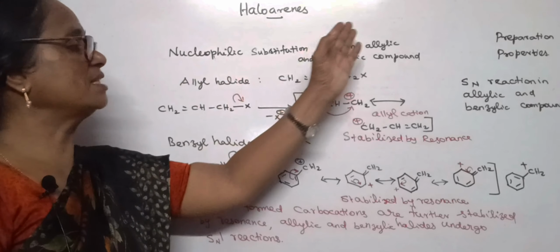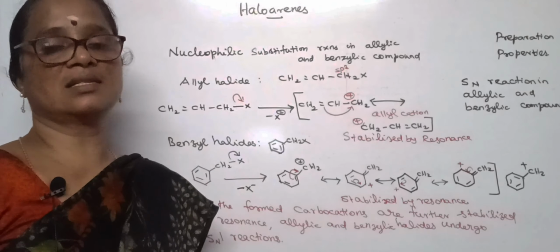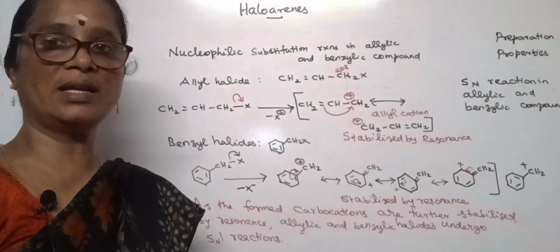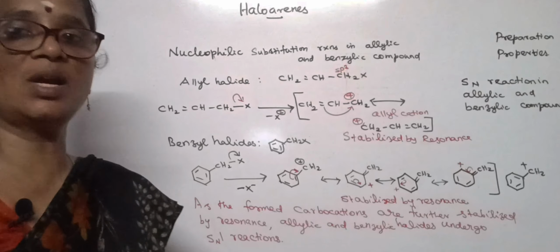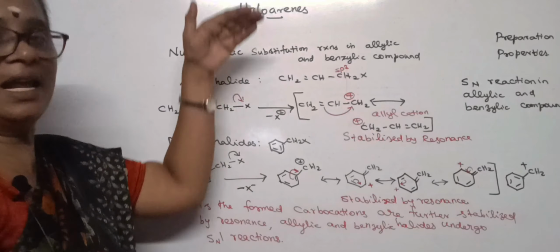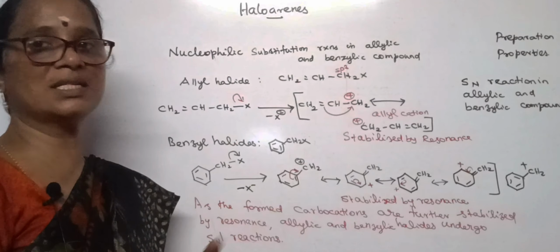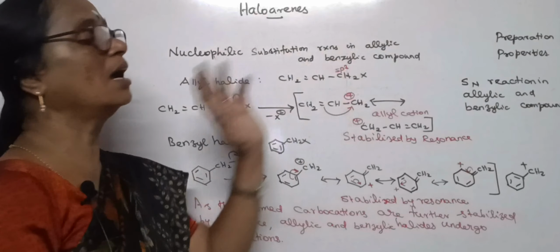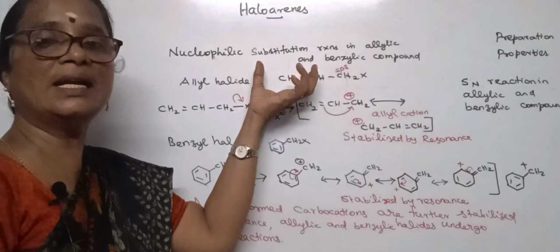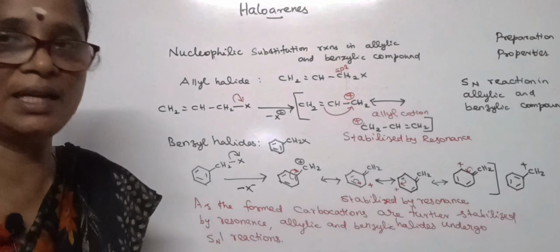Let us look at nucleophilic substitution reactions in allylic and benzylic compounds. In the previous session, we discussed nucleophilic substitution reactions in haloalkanes, and also the stereochemical aspects of nucleophilic substitution in haloalkanes. Now we are extending that to unsaturated halides as well as to benzyl halide. Let us take allyl halide. What is allyl? It is the halogen attached to an sp3 carbon, but with one unsaturated system. Let us take an example: CH2=CH-CH2X.